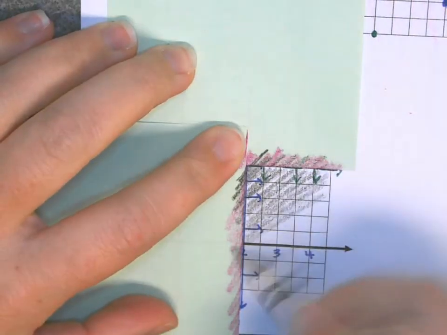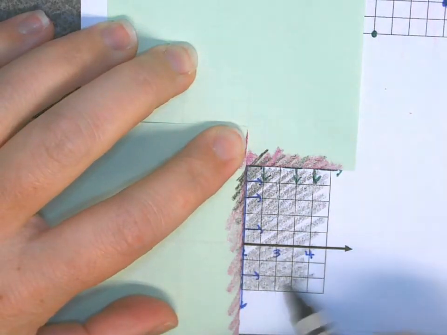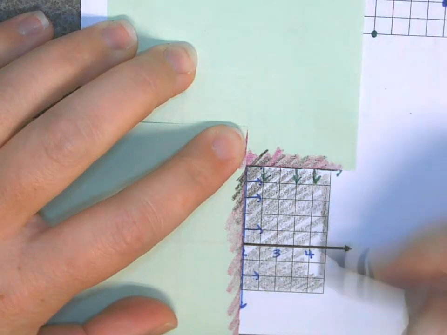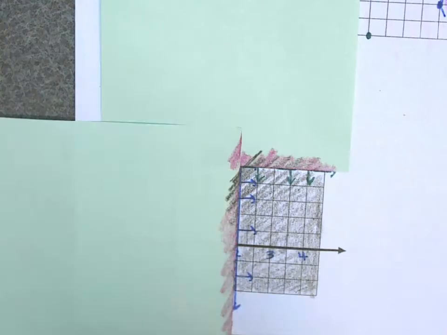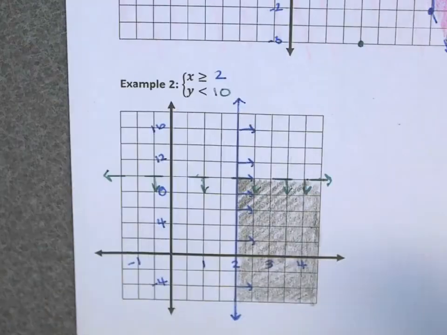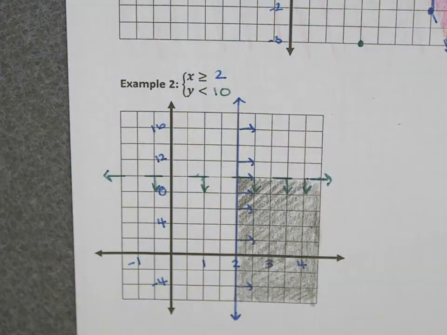Here's my solution. Oh man, I do have to color in the lines a little bit. I think I can handle that much though. And then I can remove my Post-its, and voila, I have my shaded region.